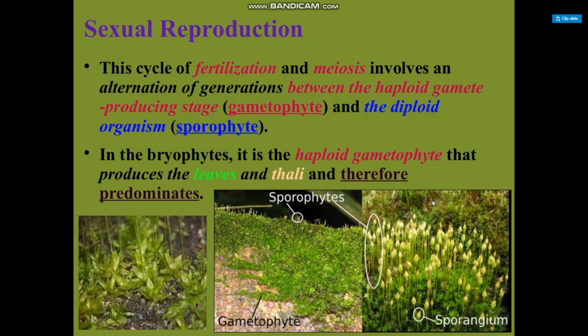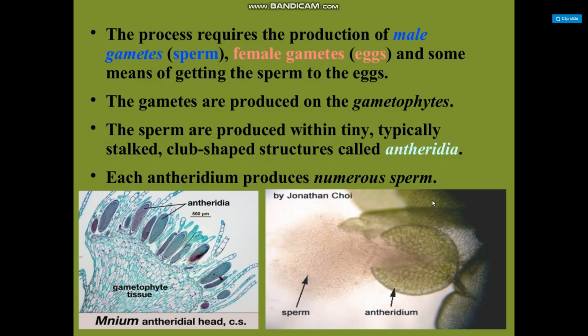Sexual reproduction: this cycle of fertilization and meiosis involves an alternation of generations between the haploid gamete-producing stage, the gametophyte, and the diploid organism, the sporophyte. In the bryophytes, it is the haploid gametophyte that produces leaves and thalli and therefore predominates. The process requires the production of male gametes, sperm, and female gametes, eggs, and some means of getting the sperm to the egg. The gametes are produced on the gametophyte, and the sperm are produced within tiny, typically stalked club-shaped structures called antheridia.